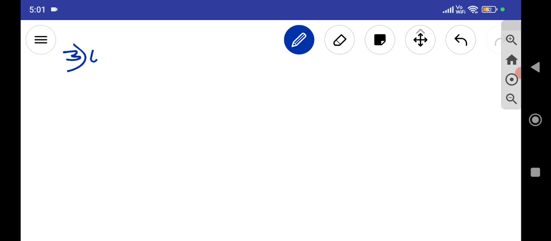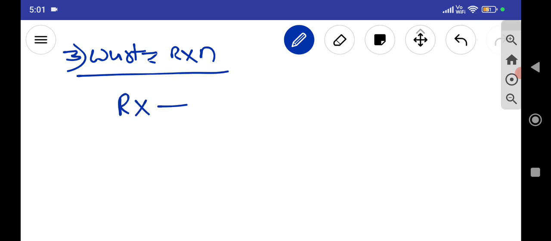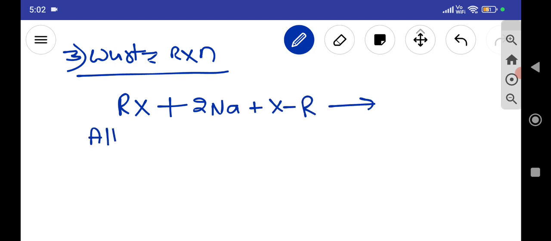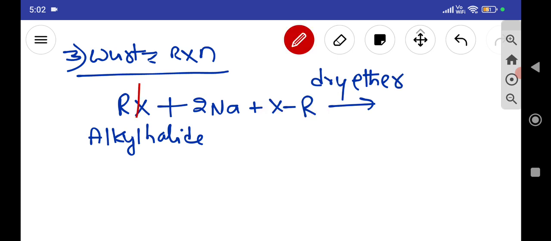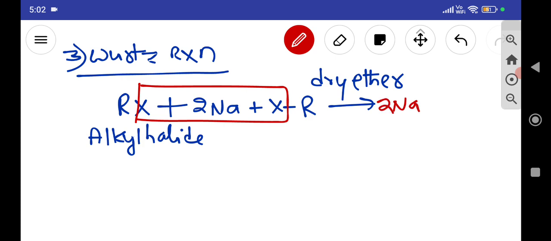Next, they have given Wood's reaction. What is meant by Wood's reaction? Wood's reaction is nothing but if you take alkyl halide RX plus sodium and one more RX. So this is alkyl halide in the presence of sodium, and the solvent should be dry ether. Then what will happen? We will remove 2NaX, so we can write 2NaX plus R-R. So we can synthesize alkanes.